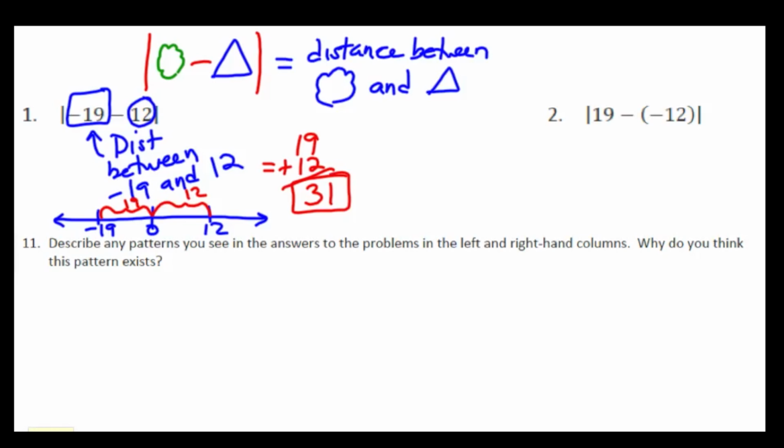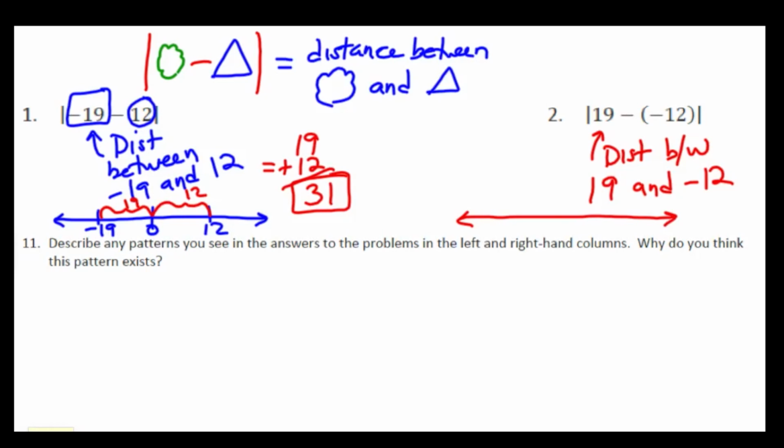Now let's look at question number 2. That reads as the absolute value of 19 minus negative 12. This is now asking, what is the distance between 19 and negative 12? Well, let's see how that's different than the last question. So here's our 0. Here's 19 to the right of it, and negative 12 to the left of it. The negative 12 to get to 0 is 12 units away. The 0 to get to 19 is 19 units away. So in total, this is 12 plus 19, or 31.